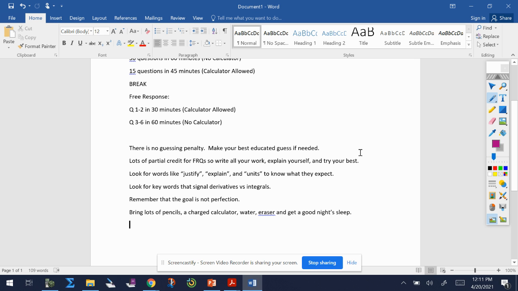Look for keywords that signal derivatives versus integrals. I'm going to make a separate video about that. When you see certain terms, that's going to indicate that I need to derive something, or certain terms indicate I need to integrate something.